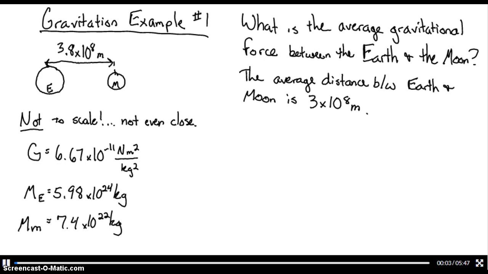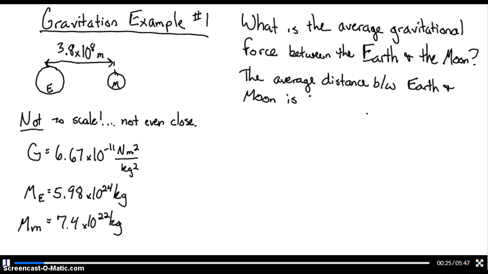Alright, so here we have a basic gravitation example using Newton's universal law of gravitation. I asked what's the average gravitational force between the Earth and the Moon. I have to give you some values here as well. I said the average distance between the Earth and the Moon is 3.8 times 10 to the 8th meters.